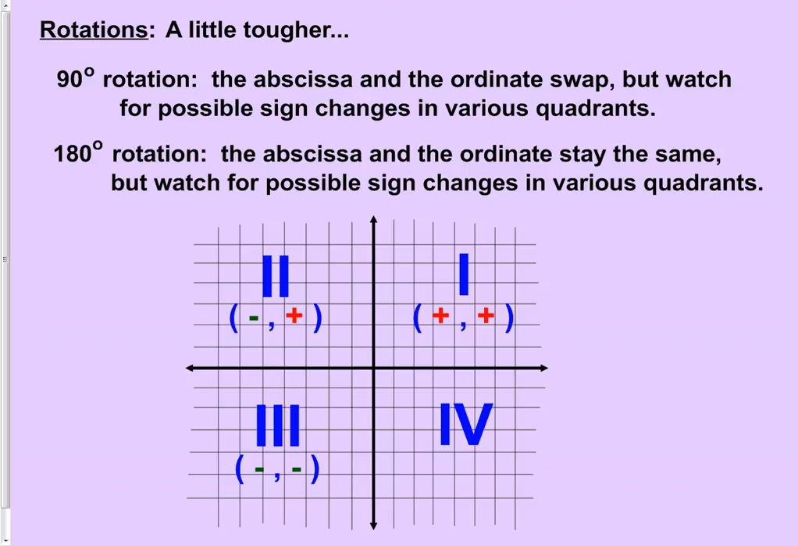In quadrant 3, we are still on the negative side of the x-axis, but now we are on the negative side of the y-axis as well. So you should have a negative, comma, negative for your values in your coordinate. And in quadrant 4, we are back over with the positive x-axis, but still on the negative side of the y-axis. So we have positive, comma, negative on our ordered pairs.